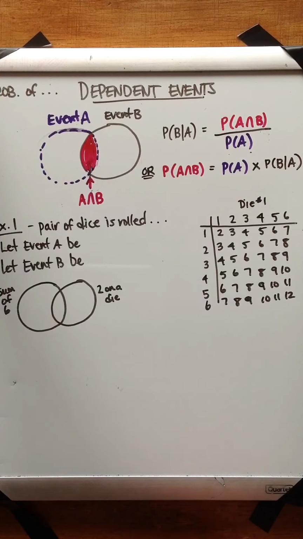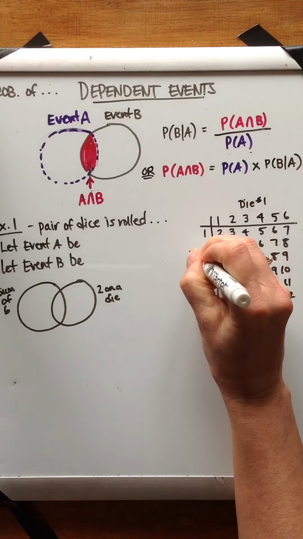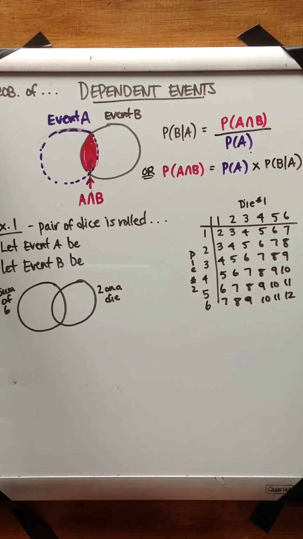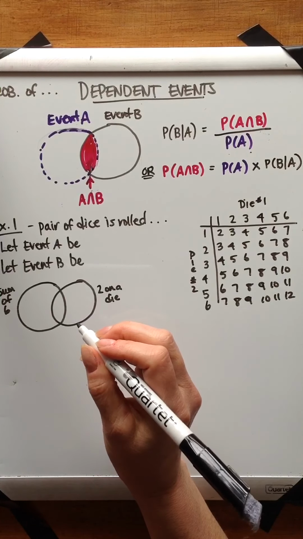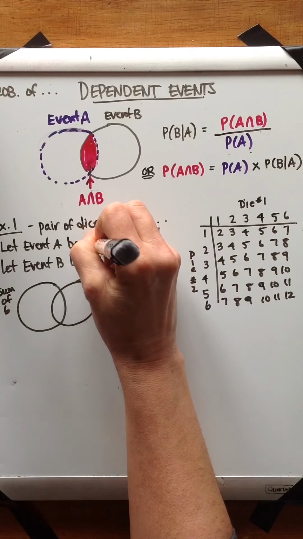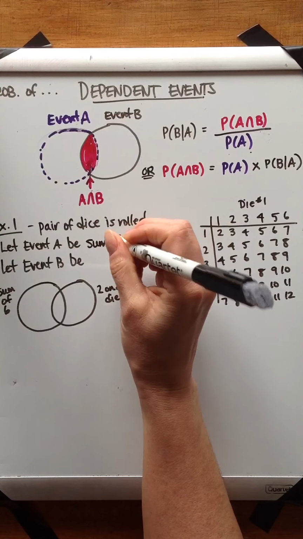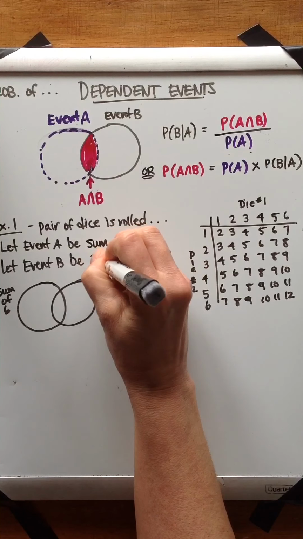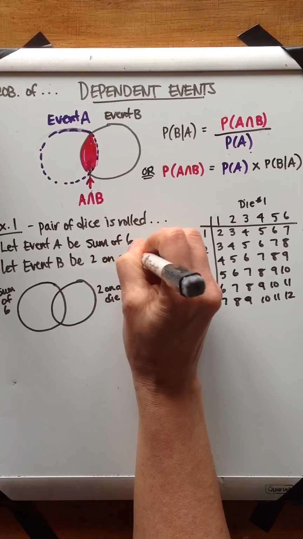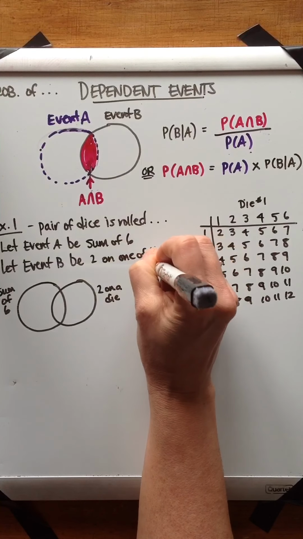So in example 1, we have a pair of fair dice being tossed. So we know that when we have a pair of fair dice being tossed, there are 36 possible outcomes. We've explored this before in previous lessons. So if the sum of the two dice is a value of 6, what's the probability that one of the dice is a 2? Let's let event A be having a sum of 6, and let's let event B be having a 2 on one of the dice.